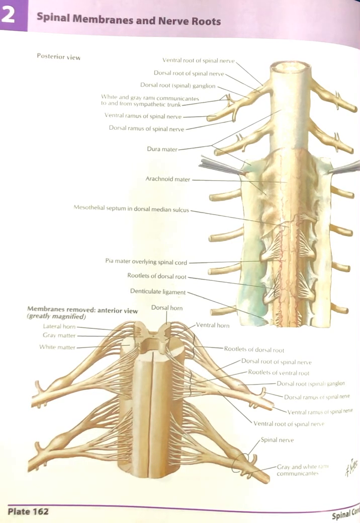In this particular video, what we are going to learn about is the spinal segment. So what is a spinal segment? By definition, a spinal segment is the area of the spinal cord which gives origin to a single pair of spinal nerves.